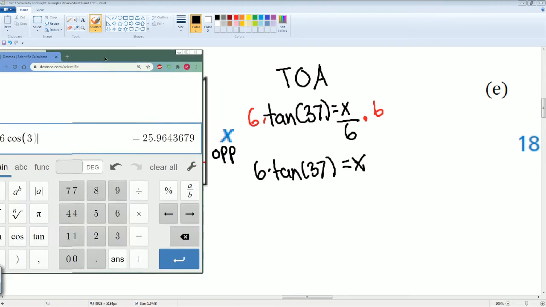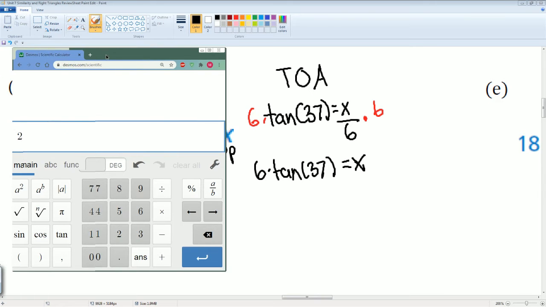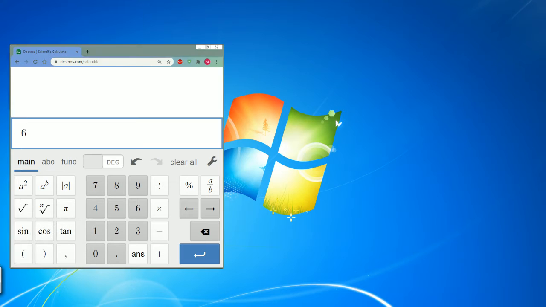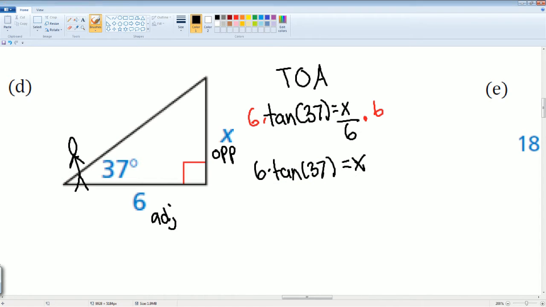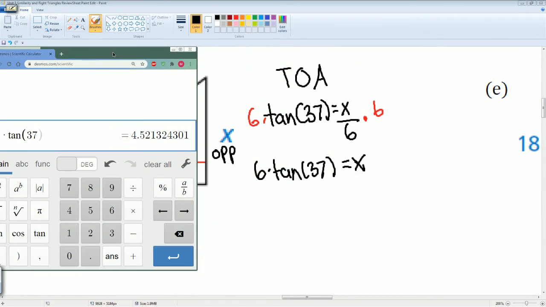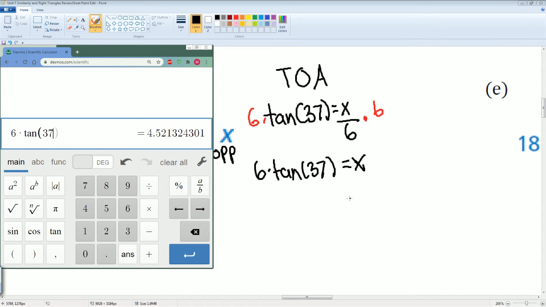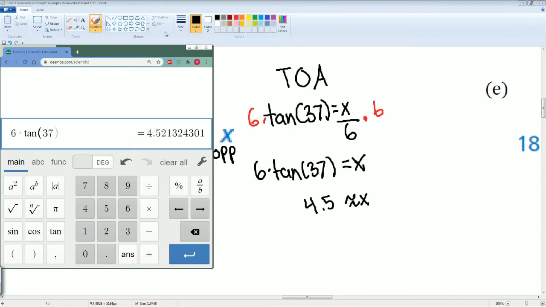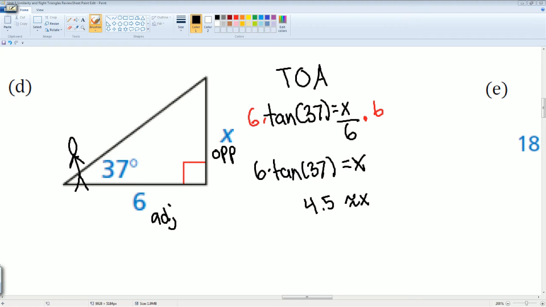In decimals, I type in 6 times tan 37 degrees. Okay, that gets me 4.5 approximately. So x is equal to 4.5. Good. So that is my x value.